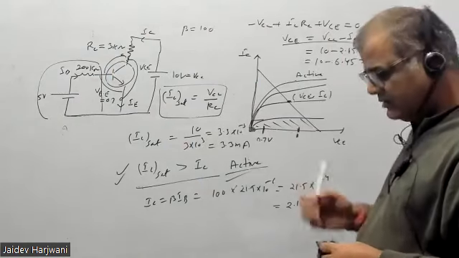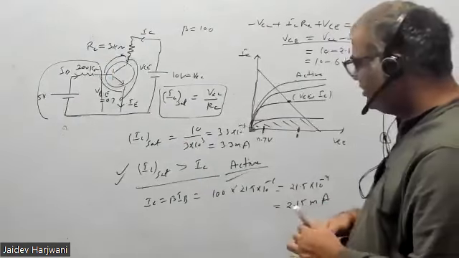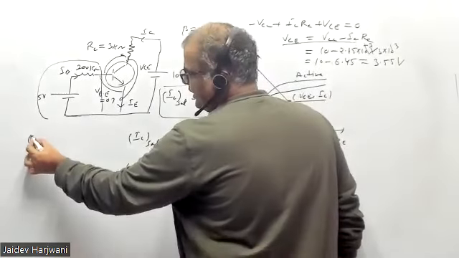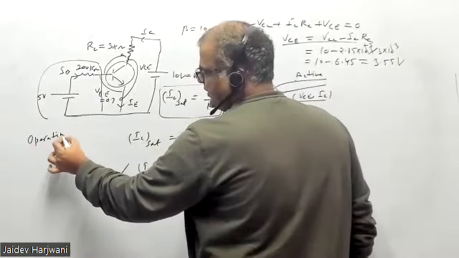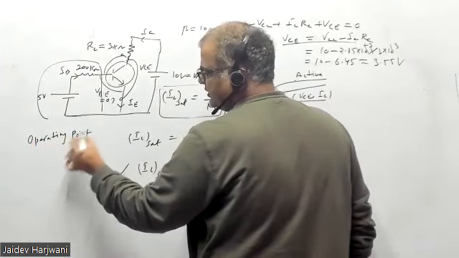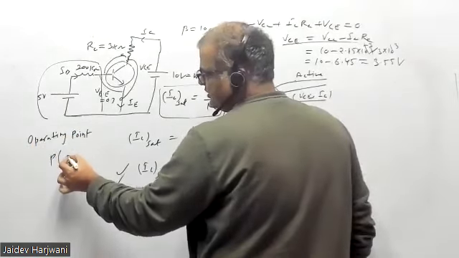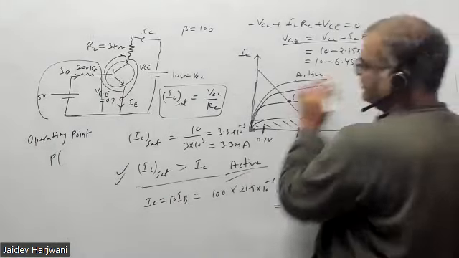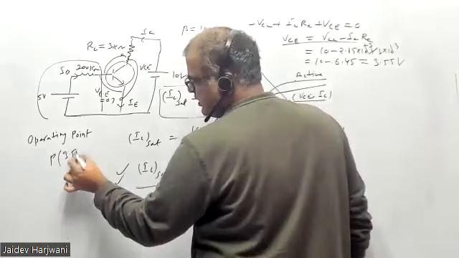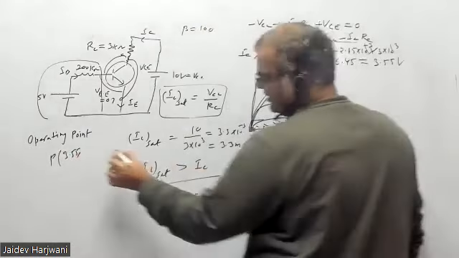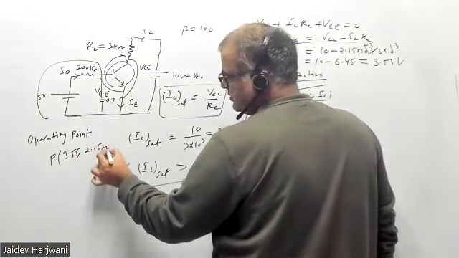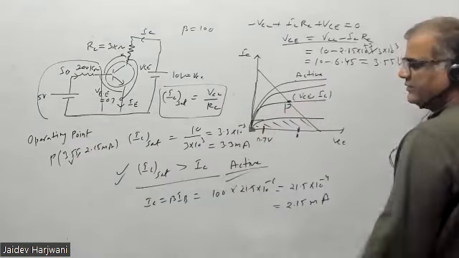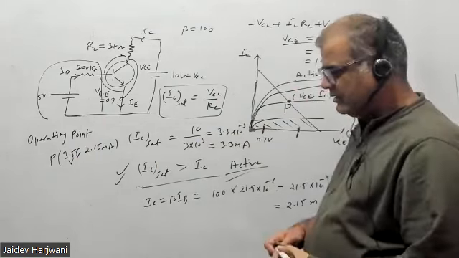Okay, so let me do one more problem. Now we have decided the IC and VCE. So my operating point for this circuit, point P, is what? VCE was how much? 3.55 volt and IC is 2.15 milliampere. So this is my answer, this is my point P, the operating point.